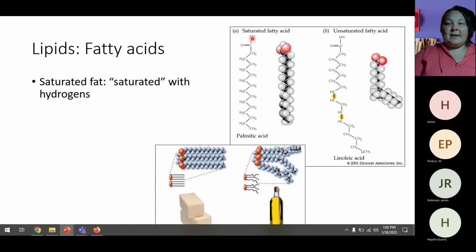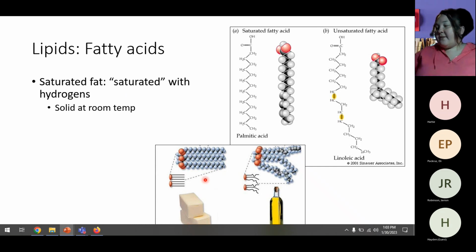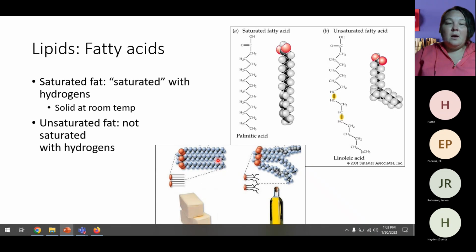Some more about fatty acids, saturated versus unsaturated. A saturated fat means there are as many hydrogens as can possibly be attached to that backbone. That means they're solid at room temperature. This is saturated right here. Notice how all those tails are straight. That allows them to pack in close together. All those fatty acids can pack tightly together, so they're solid at room temperature, like butter.